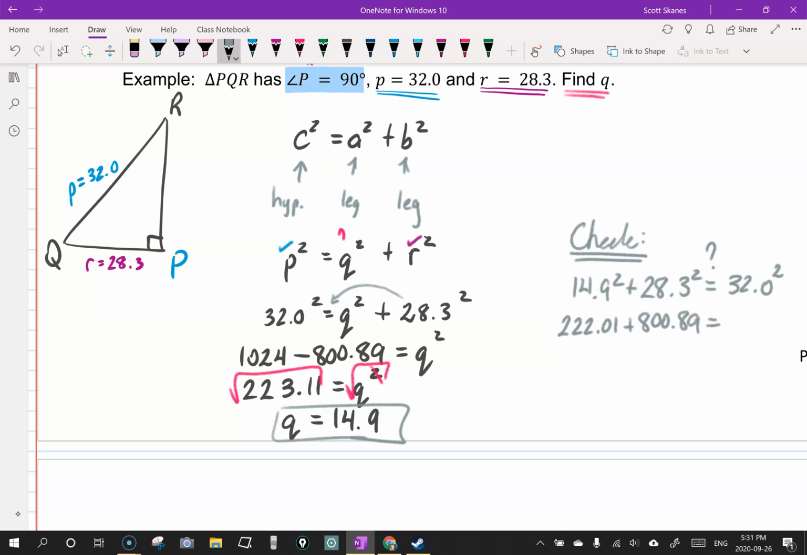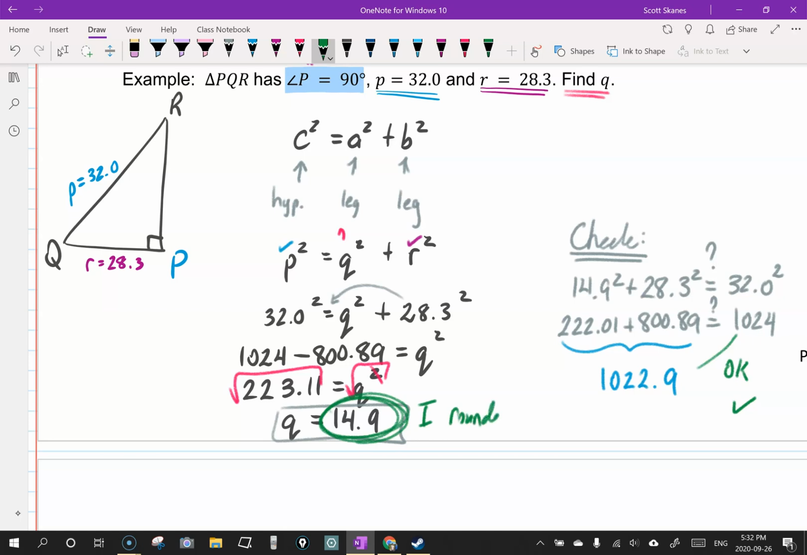And 32 squared is supposed to be 1024. Once again, we don't know if they're going to be equal. Let's do the left side and see what it works out to. 222.01 plus 800.89 gives us 1022.9. So within reason, they're okay, because they're so close. And what happened was I rounded my final answer. And so if I rounded this answer and then used it over here, I'm going to get a slightly different final answer, but that's okay.